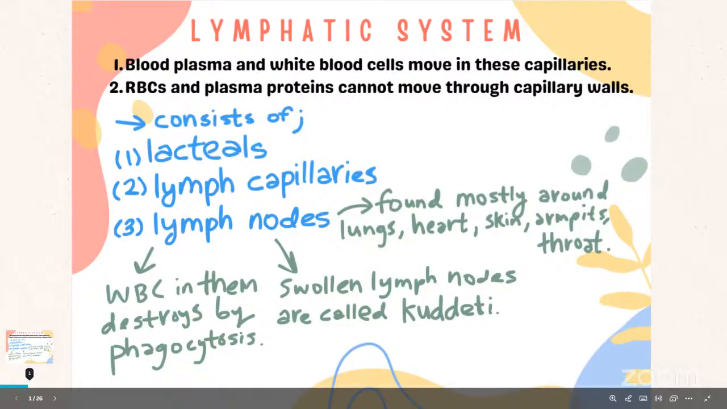So tell me another type of fluid that does not contain red blood cells and plasma protein. Come on, we did this during this session. Another type of fluid that does not contain red blood cells and plasma protein in them. Lymph is one; blood plasma is one. There's another one. Can any of you give me an answer?